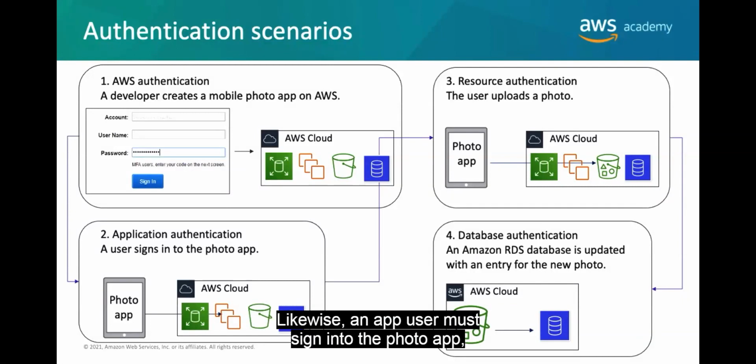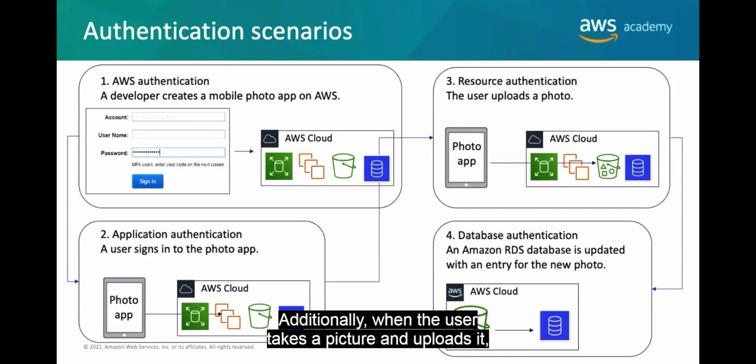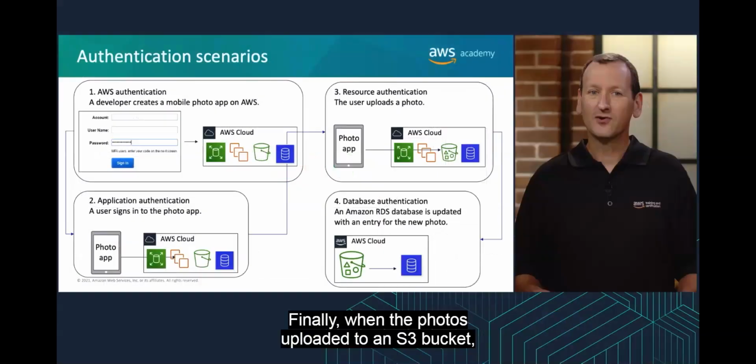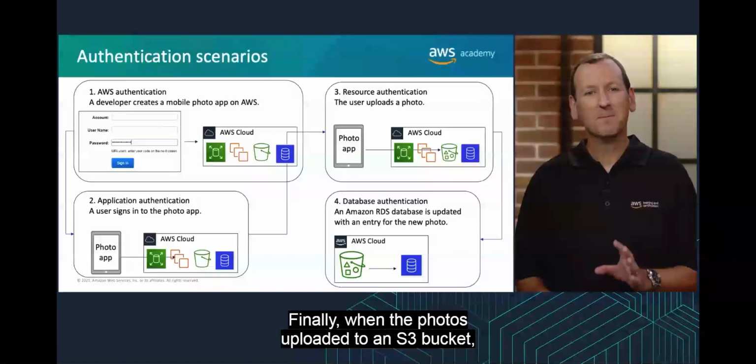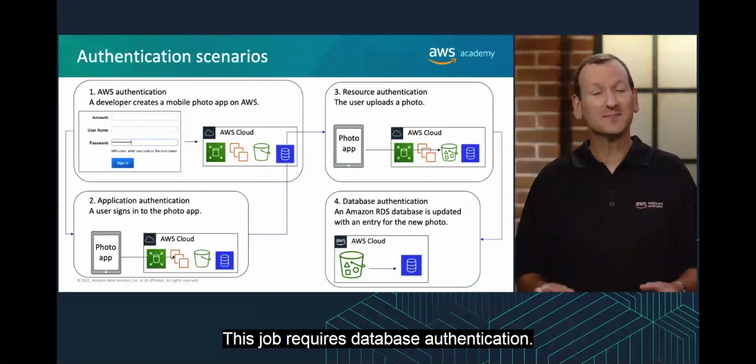Likewise, an app user must sign in to the photo app, which requires that they authenticate with your app. Additionally, when the user takes a picture and uploads it, the photo app must authenticate to the AWS account. The app must authenticate before the account allows access to a service, such as Amazon S3, where the photos will be stored. Finally, when the photo is uploaded to an S3 bucket, a back-end job is started to add an entry to an Amazon RDS database. This job requires database authentication.